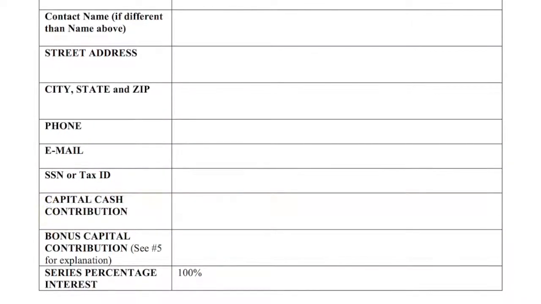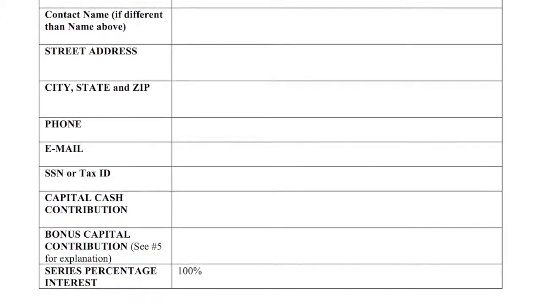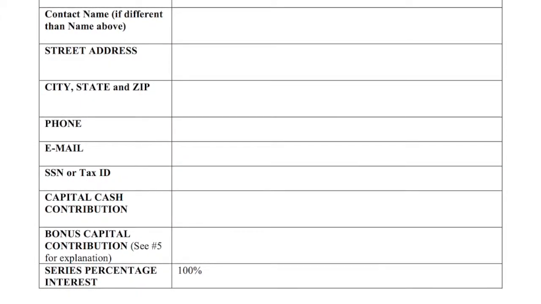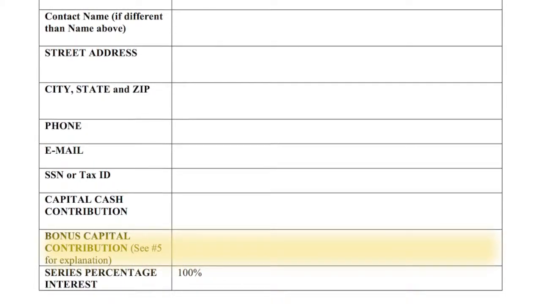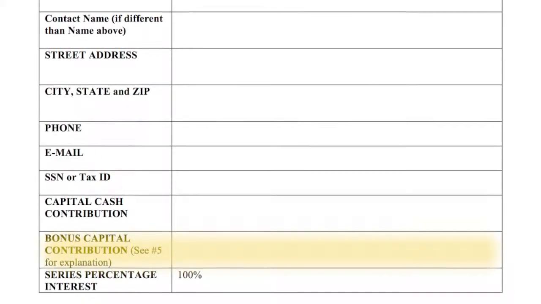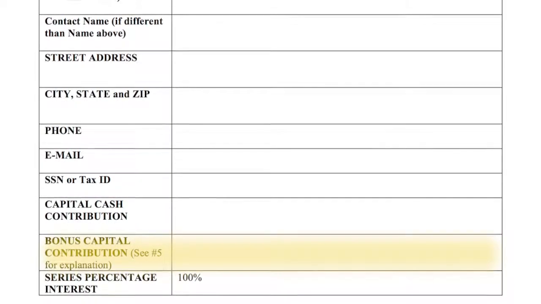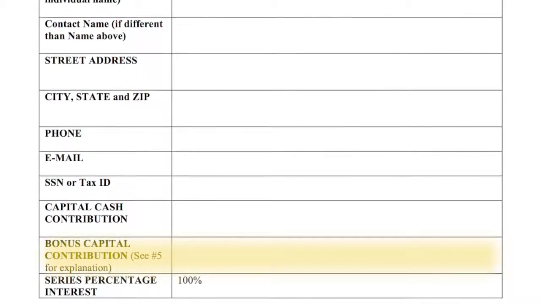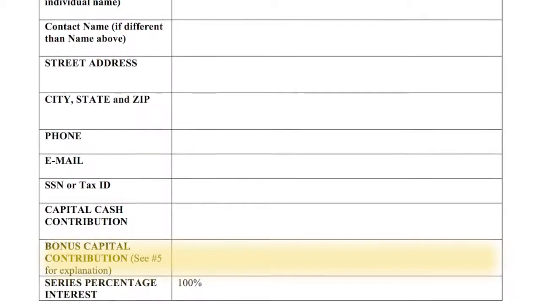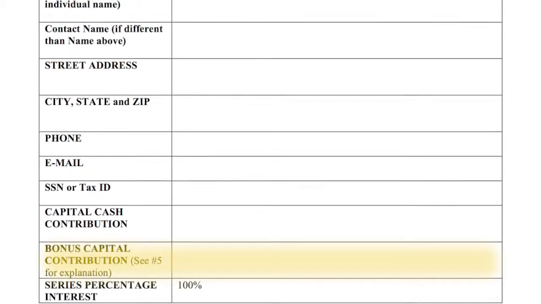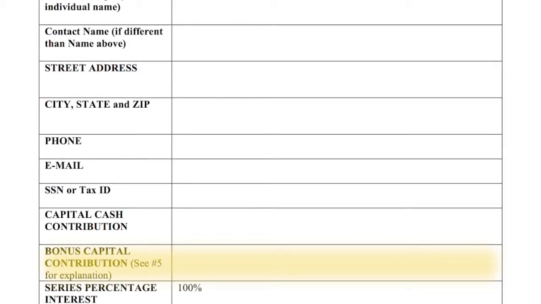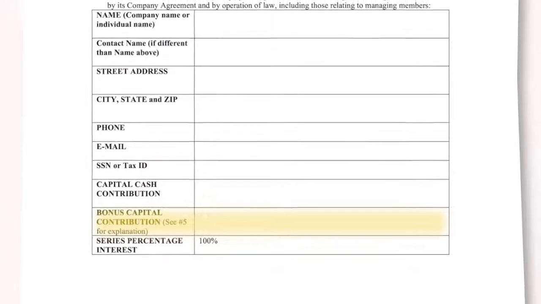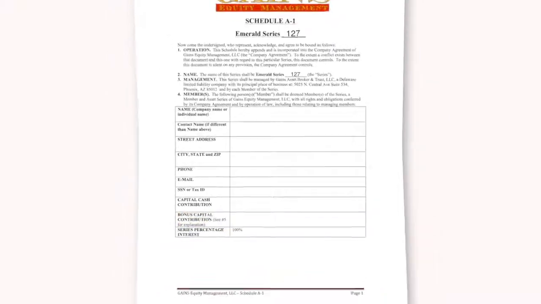Now, if the member has a surrender fee associated with the transfer from an annuity or CD, they will receive a bonus capital at the end of the maturity equal to the amount of the surrender fee up to a 7% fee. It is required, however, that they send in the actual statement from the annuity or CD company along with the rest of the paperwork. Further explanation about this can be found in Section 6 of the Schedule A-1.